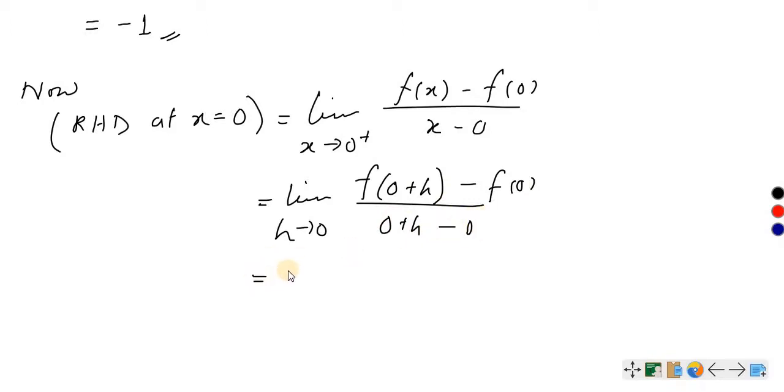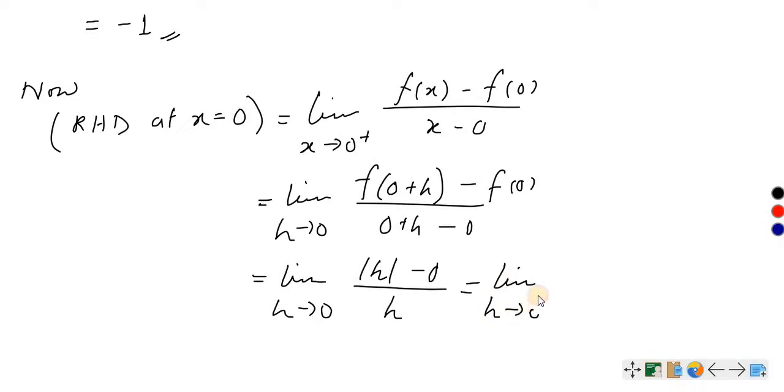So this will be equal to limit h tends to 0, and if you see, the function is modulus of x, so modulus of h minus 0, and here I will be left with h, which will be equal to limit h tends to 0, h by h. If you cancel this, your answer will be 1. So we see that the right hand derivative is plus 1 and the left hand derivative is minus 1.